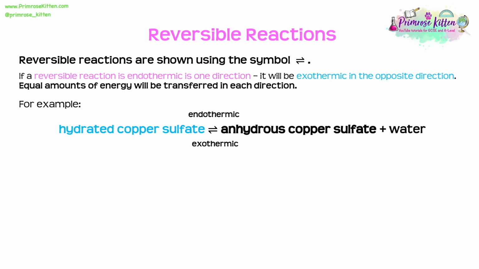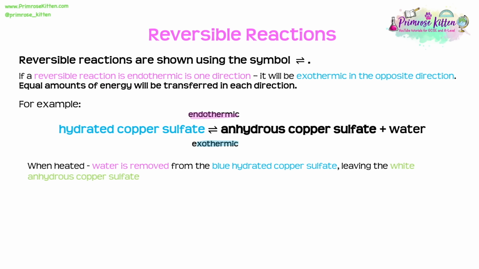Now, there's a specific example we need to know here. We need to know that hydrated copper sulfate breaks down to anhydrous copper sulfate and water. Now, that process in that direction is an endothermic reaction. So it's going to take in heat energy. Whereas if we go the other way, the anhydrous copper sulfate and water can become hydrated copper sulfate, and that is an example of an exothermic reaction.